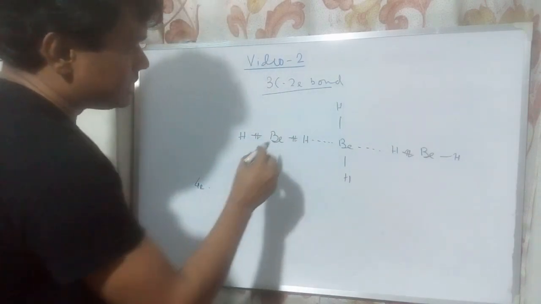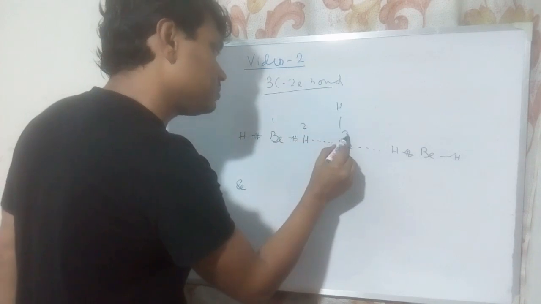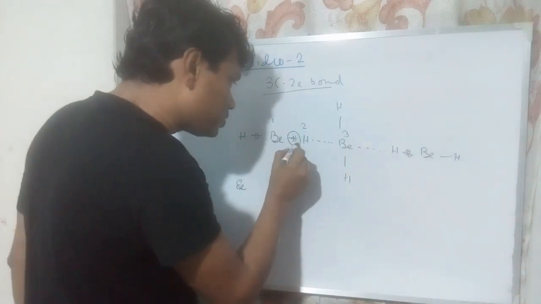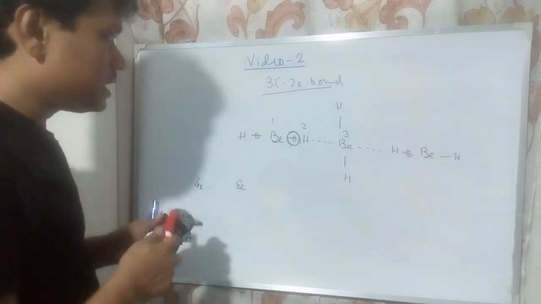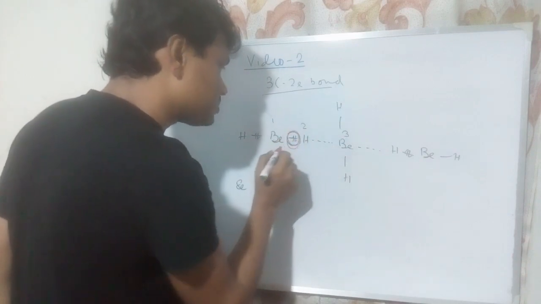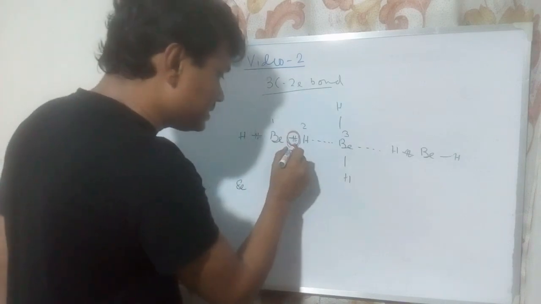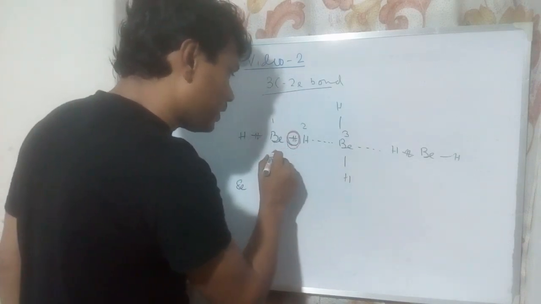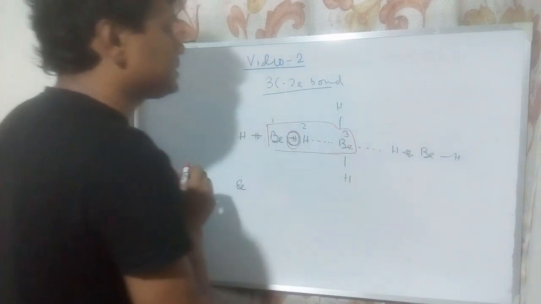What happens? These 3 centers, center 1, center 2, center 3, this is 3 centers. 2 electron means only 2 electrons, here no electron is there. So what is happening, these 3 centers are sharing these 2 electrons, that's why this is called 3 center 2 electron. And this electron cloud is distributed over these 3 centers and it is getting stabilized.